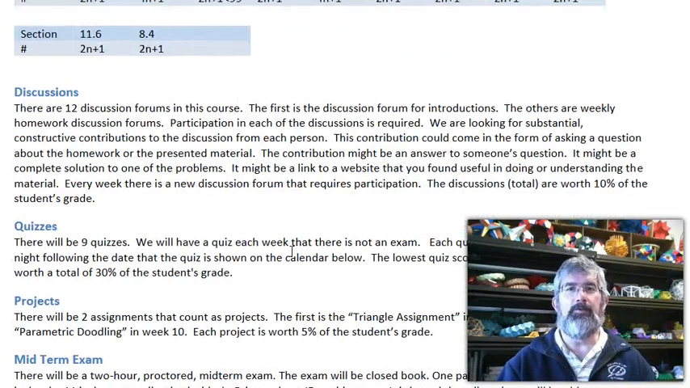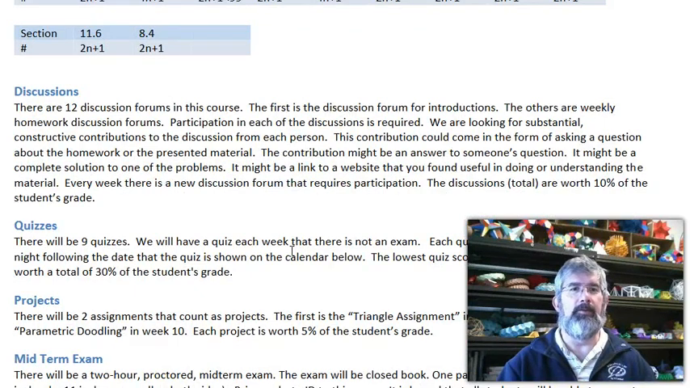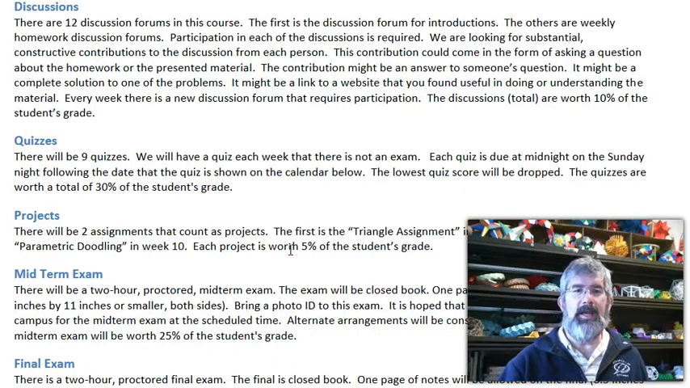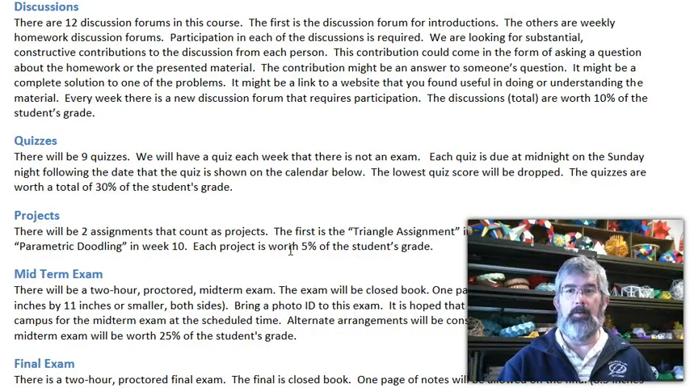Okay. The actual grade itself comes from several things. Discussions are the first part. Each week there is a discussion forum. In the week 1 block there'll be a discussion for week 1, and in the week 2 block there's a discussion for week 2. This is where you ask your questions.